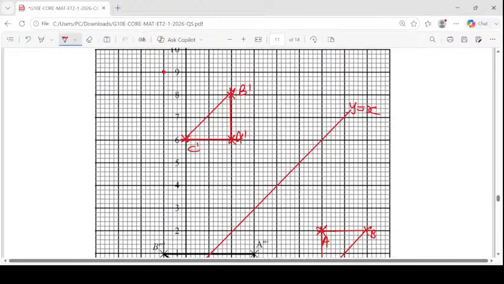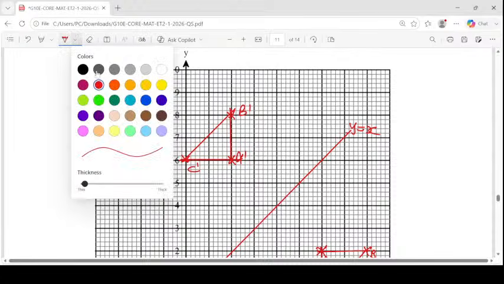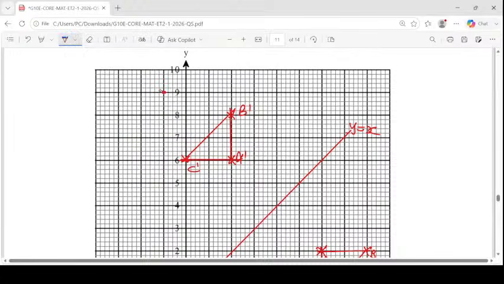Let me draw it. So here, this is what will happen. Let me have that one in blue. I want to start with B. The distance triples. So that one will be here. This is B double prime. A double prime, let me see. From the center of enlargement, it will come here.